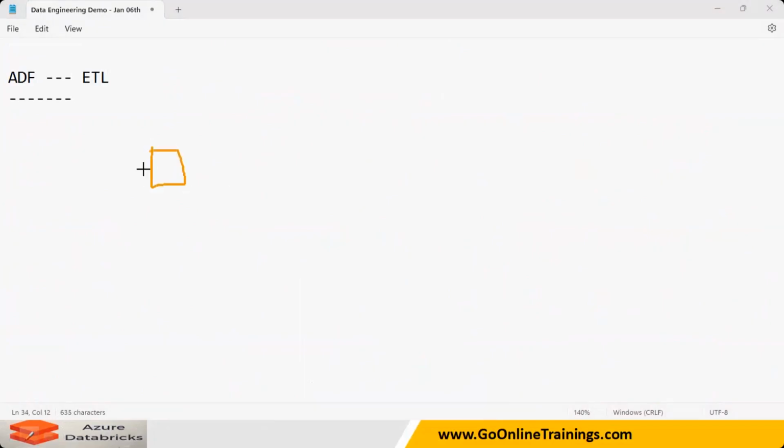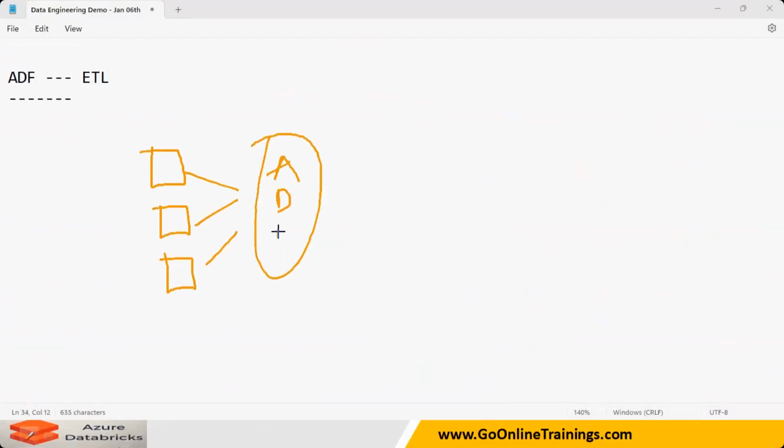I have some data here. All the data, ADF is going to be bringing it. It is an ETL tool. ADF is going to be getting the data. ADF is completely extracting the data from source number one.